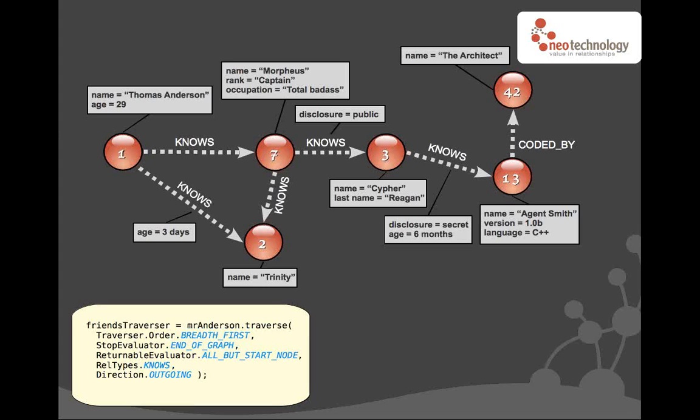And it's going to check, all right, I'm now on one node, returnable evaluator, should I return this node? And in this case, we have a returnable evaluator called all but start node. And this is the start node, so we're going to say, no, we're not going to return this node.